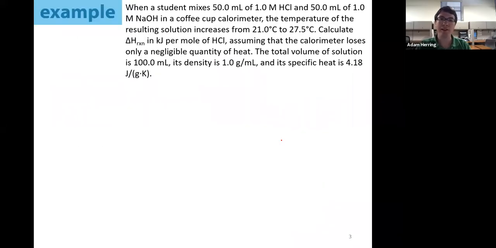So let's walk through an example. When a student mixes 50 milliliters of 1 molar hydrochloric acid and 50 milliliters of 1.0 molar sodium hydroxide in a coffee cup calorimeter, the temperature of the resulting solution increases from 21 degrees Celsius to 27.5 degrees Celsius. Calculate the enthalpy of reaction in kilojoules per mole of hydrogen chloride. Assume that the calorimeter loses only a negligible quantity of heat, the total volume of the solution is 100 milliliters, the density is 1 gram per milliliter, and the specific heat of the solution is 4.18 joules per gram degree Kelvin.